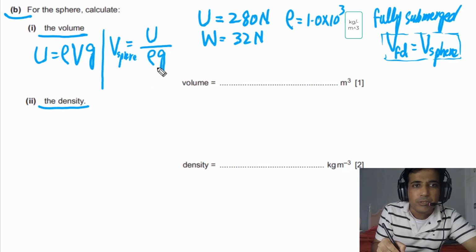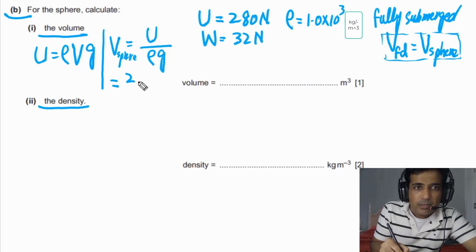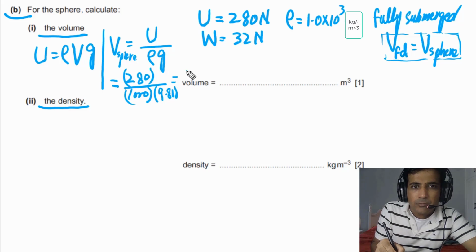Now simply we need to plug in values. If we plug in values, we can find out the value of volume. Upthrust is given, that is equal to 280. Density is 1000 kg per cubic meter, and for g you have to use 9.81. If we solve this one, we will get volume is equal to 0.029 cubic meters. So this is our final answer up to 2SF.